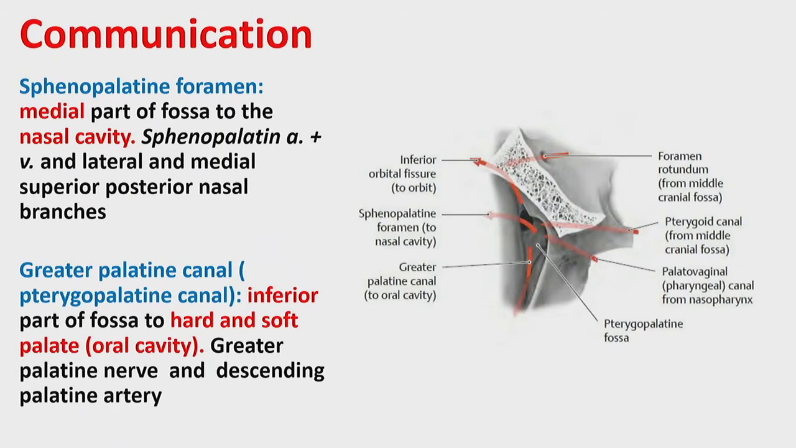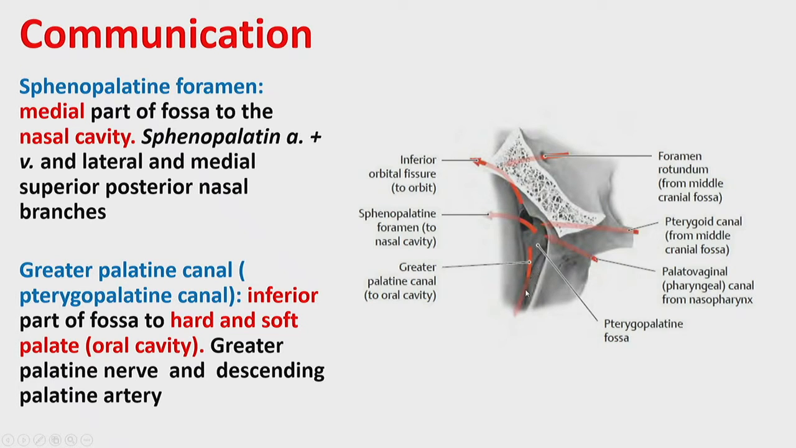So communication is very important of the pterygopalatine fossa. The communication medially, it means that it's going through the sphenopalatine foramen to the nasal cavity. Yes, so communication goes medially to the nasal cavity via the sphenopalatine foramen, and through this foramen, as we said, it passes sphenopalatine artery and the lateral and medial superior posterior nasal branches for the nasal nerve innervation.